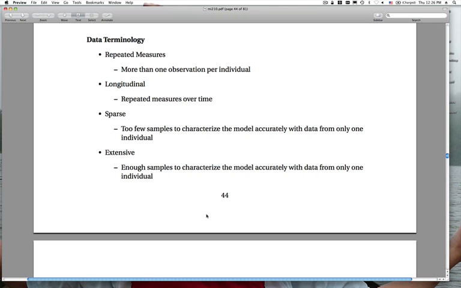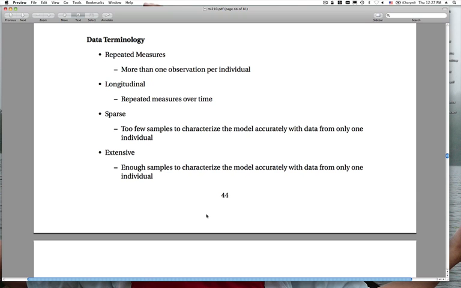The next two definitions are ones that I've constructed to define sparse and extensive sampling, just because it's very difficult to come up with a formal definition of these because they depend so much on the context of the model and the study design. But a simple way to think of this is that if you have a sparse sampling situation, we're usually talking about a situation where you have too few samples in a single individual to characterize the model accurately. So you have to end up borrowing information from other individuals in the population in order to completely describe the structural model.